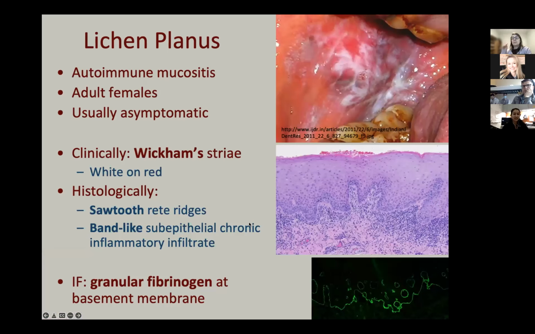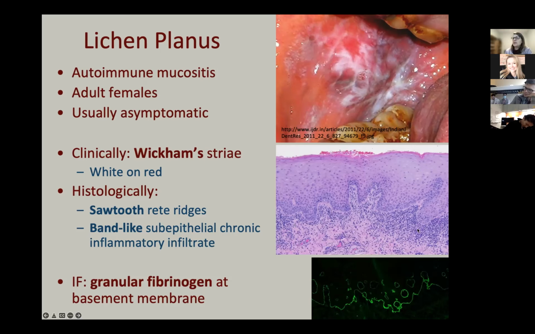So some of the more common diseases we see of the oral cavity are going to be presented first. Things like lichen planus, which is this autoimmune mucositis, generally an asymptomatic lesion in adult females, and this very characteristic clinical picture of so-called Wickham striae, which are these white streaks on top of red patches. And so histologically, what this translates into, you may read these words of so-called sawtooth reedy ridges, meaning the epithelium has these downward sawtooth pointing edges.